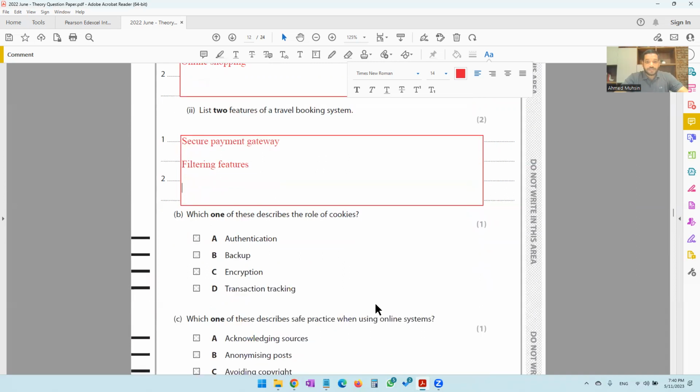Right. Which one of these describes the role of cookies? So you know cookies are used to track your online activity. So the answer is going to be transaction tracking. Okay. It tracks your activity on a network, which is basically known as transaction tracking.